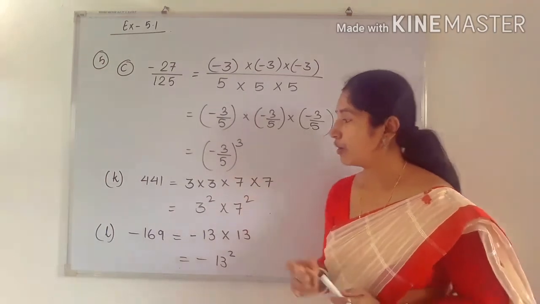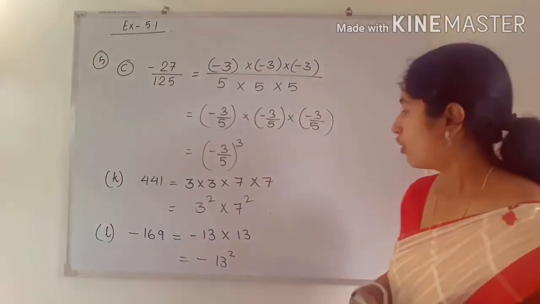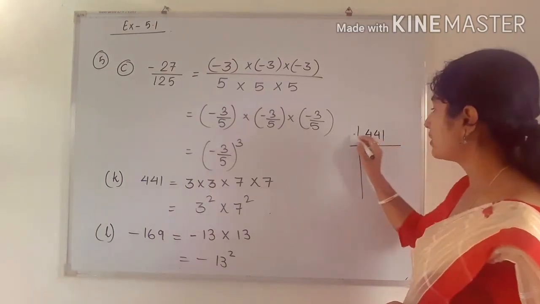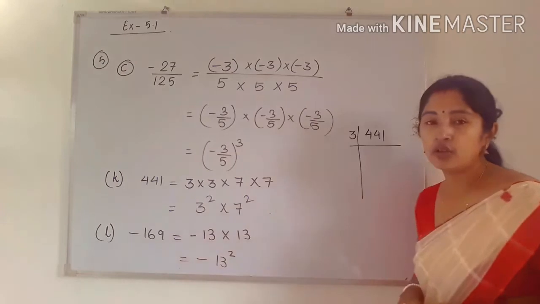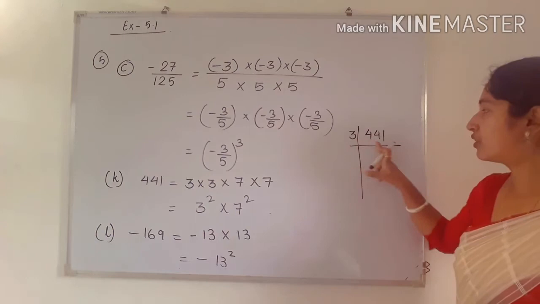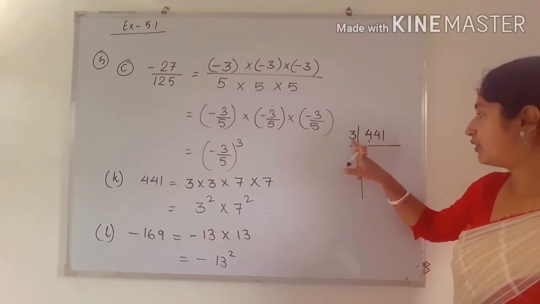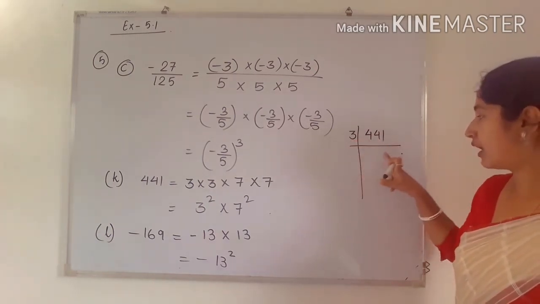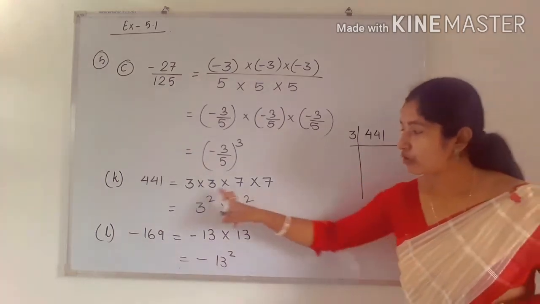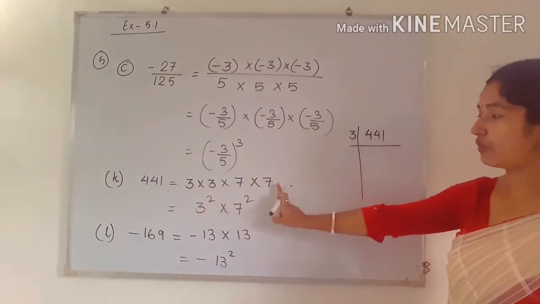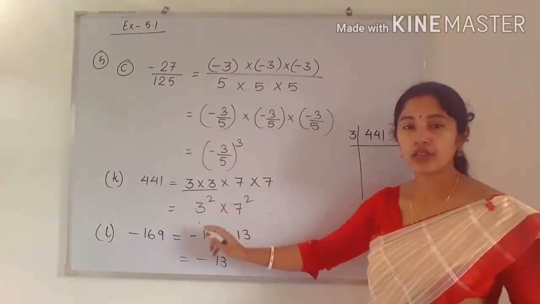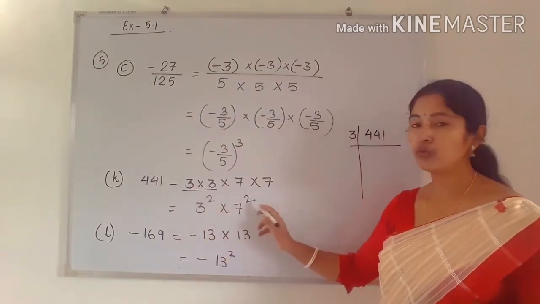Similarly, when this question number K 441, when you do prime factorization, you will see that this number is first factorized using 3. Okay, because this number is divisible by 3 first, not divisible by 2. So when we divide it by 3, you will get again a number which is also divisible by 3. So similarly, you will get the prime factorization as 3 into 3 into 7 into 7. Okay. So that means we can write in exponent form as 3 to the power 2, that is 3 squared, into 7 to the power 2, that is 7 square.